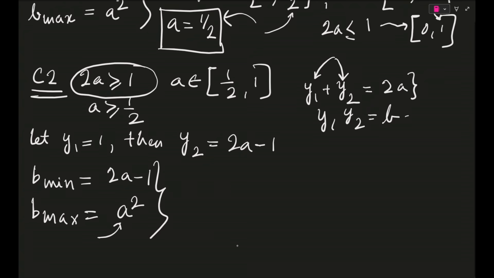Okay, not starting and ending. Actually, what is happening is, if you observe 0 to a square and 2a minus 1 to a square, basically there will be an intersection. Okay, and we will find out that intersecting area.